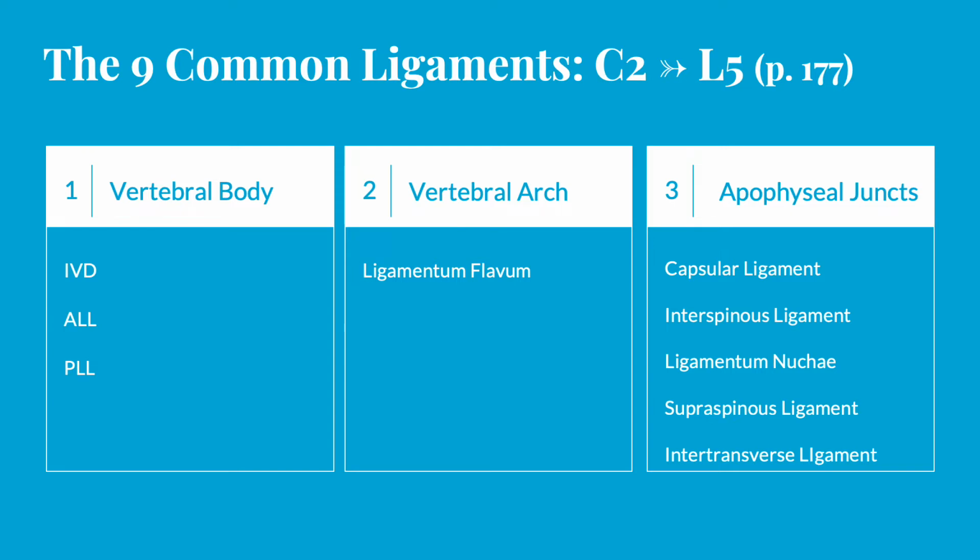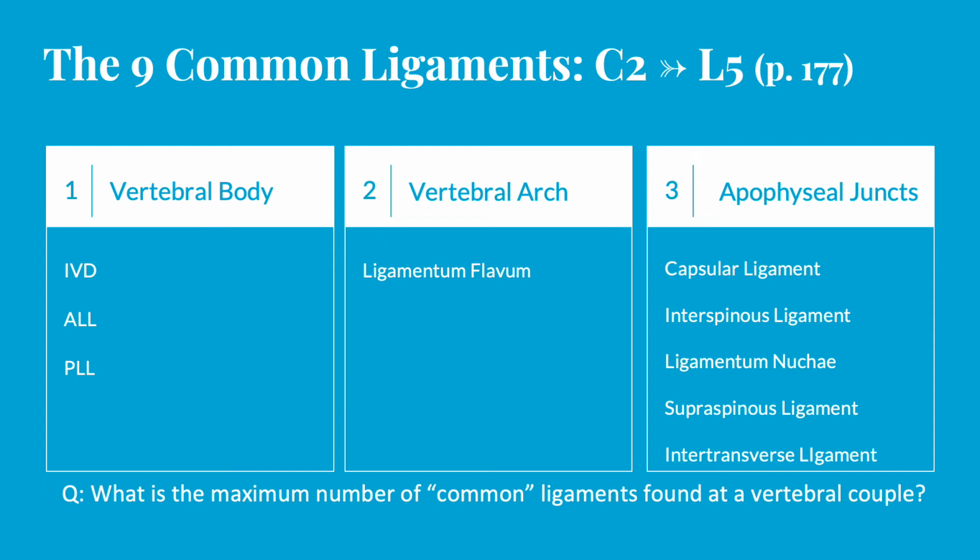And then you want to know where these ligaments are found. So the intervertebral disc, the ALL, and the PLL are all going to be related to the vertebral bodies. And then you've got your ligamentum flavum, which is going to be related to the vertebral arch. And then all the rest of those are at the apophyseal junction. So the capsular ligament, the interspinous ligament, the ligamentum nuchae, supraspinous, and intertransverse.